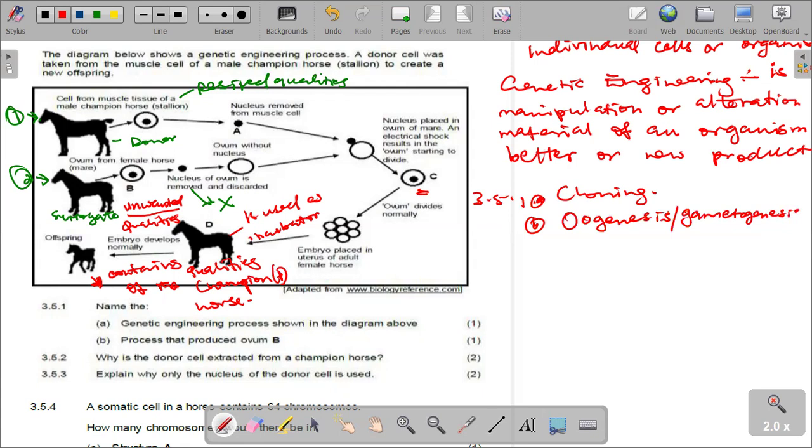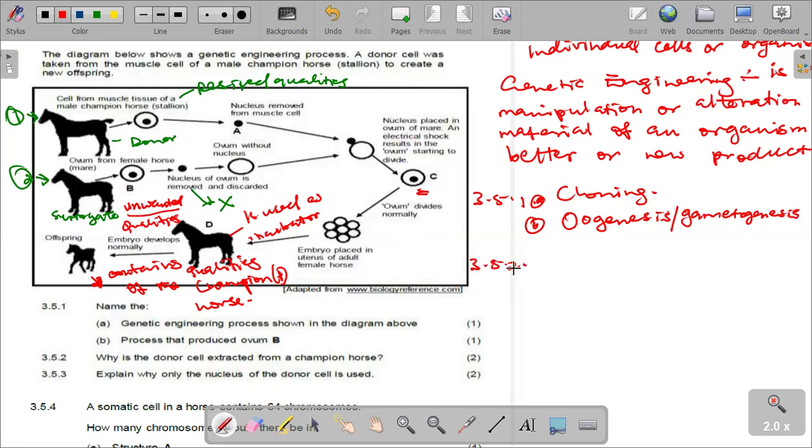It can also be called gametogenesis, because it is a process of gamete formation. Hence we can say it is oogenesis or gamete formation, because it is gametes that are being formed in B here. We are talking about the gamete that is formed there, an ovum. It is formed through oogenesis, or it can also be called gametogenesis, because there is a gamete that is being formed there. Question 3.5.2.